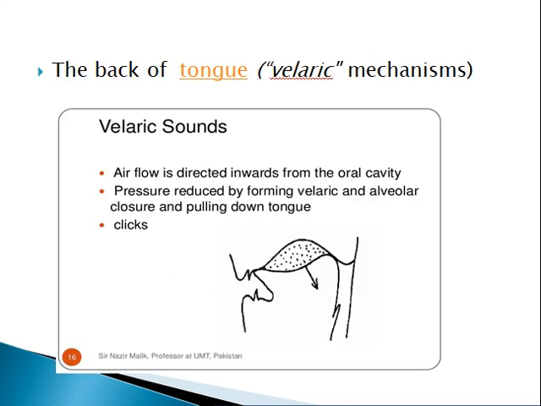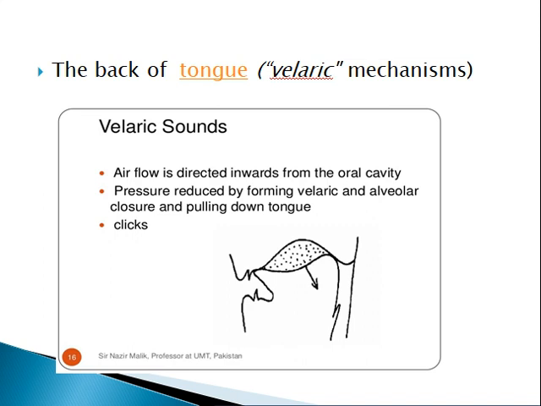Then we have one more which is called velaric. Why do we call it velaric? Look at the image. The back part of the tongue is causing a velic closure. The oral part is closed because the back part of the tongue is raised. So the initiation happens by the back part of the tongue. So we call it velaric airstream mechanism.